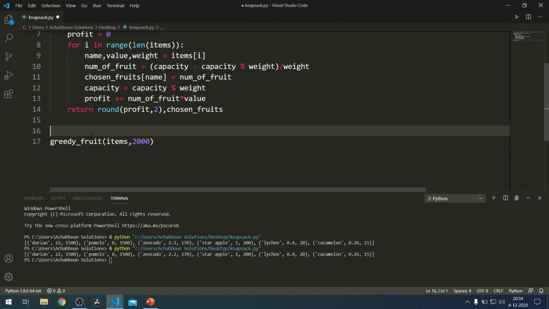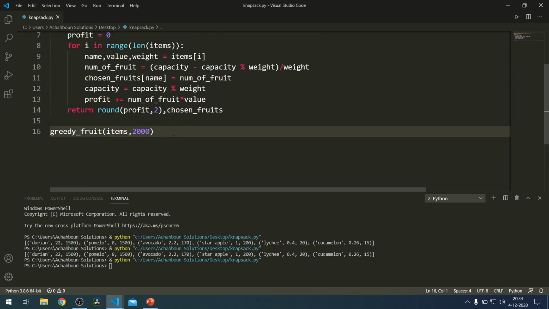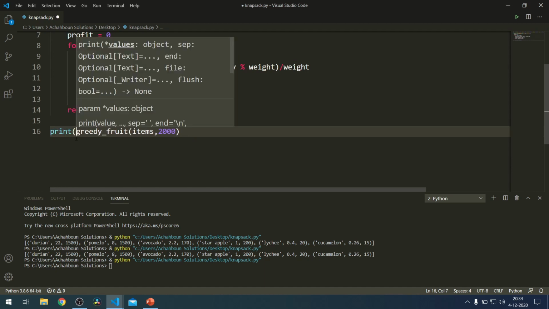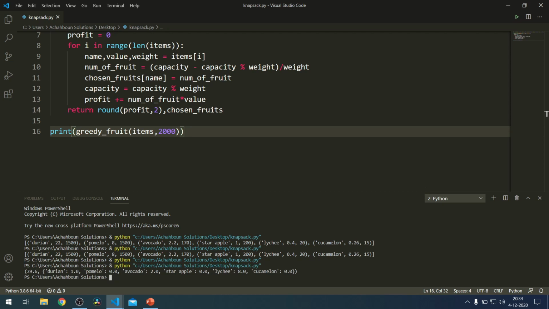Now we could actually run this and see what is the combination of fruits we should buy according to this algorithm or this strategy. And we don't display anything because you need to print it. So it's not the Jupyter notebook. All right, there we go. So we can actually see that the total profit of this selection of fruits is 29.6, and we would take 1 durian, we take no pomelo, I guess, we take 2 avocados, no star apples, 8 lychee, and no cucamelons. So, the question is like, is this truly an optimal solution?